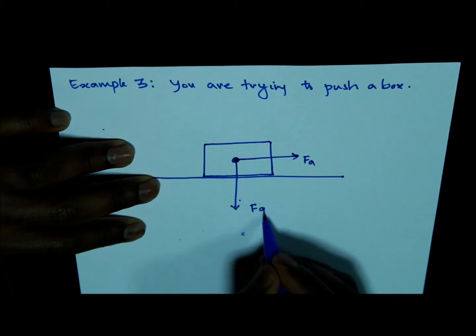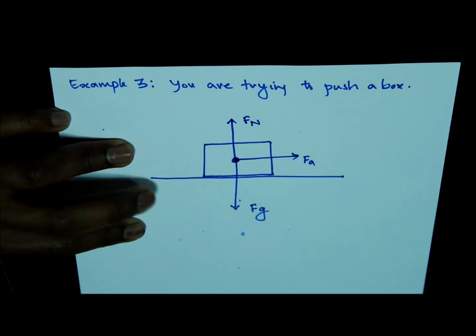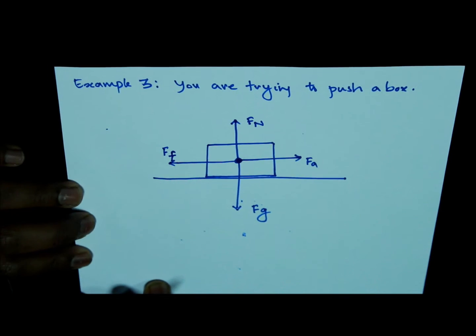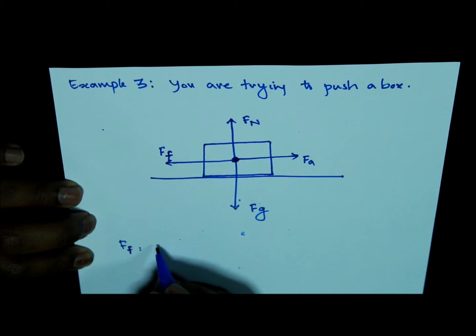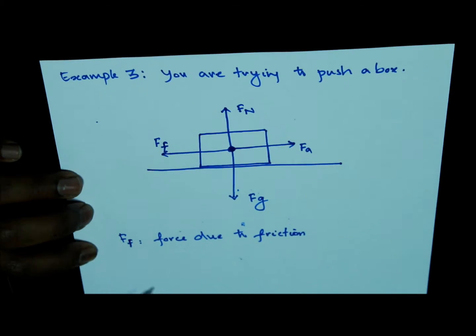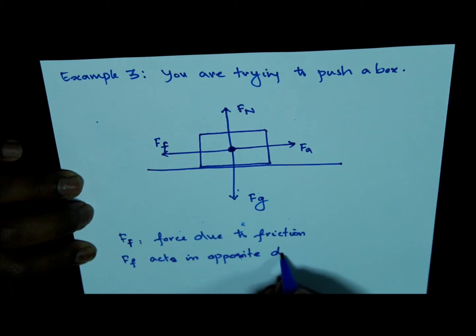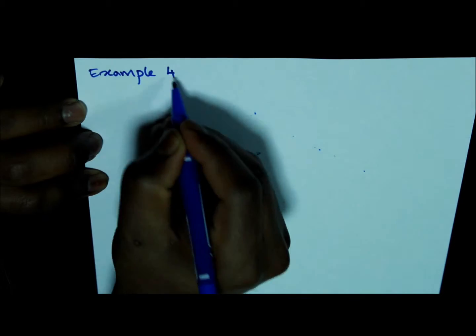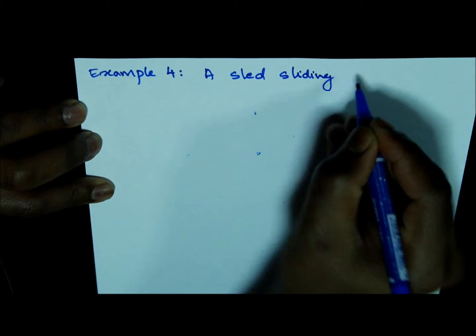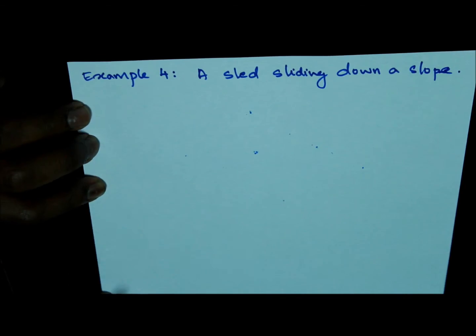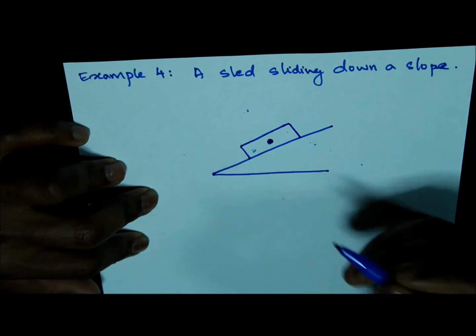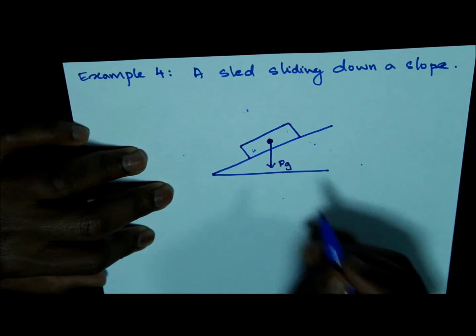Let's take example 3. We're trying to push a heavy box across the floor. It causes some trouble because the floor is not very smooth. So I've drawn the box and the applied force in its direction, the force of gravity, the normal force, and the frictional force, which is due to the sliding of the object. Force due to friction always opposes the motion of the object. It is parallel to the surface.